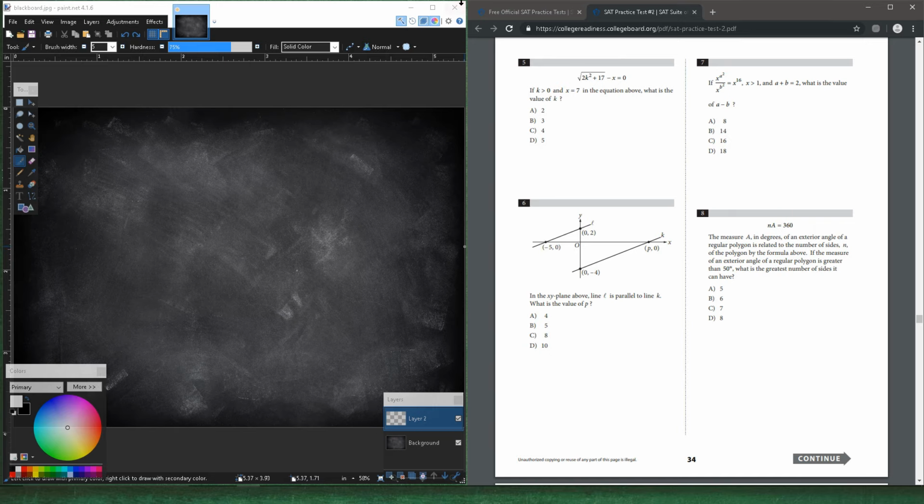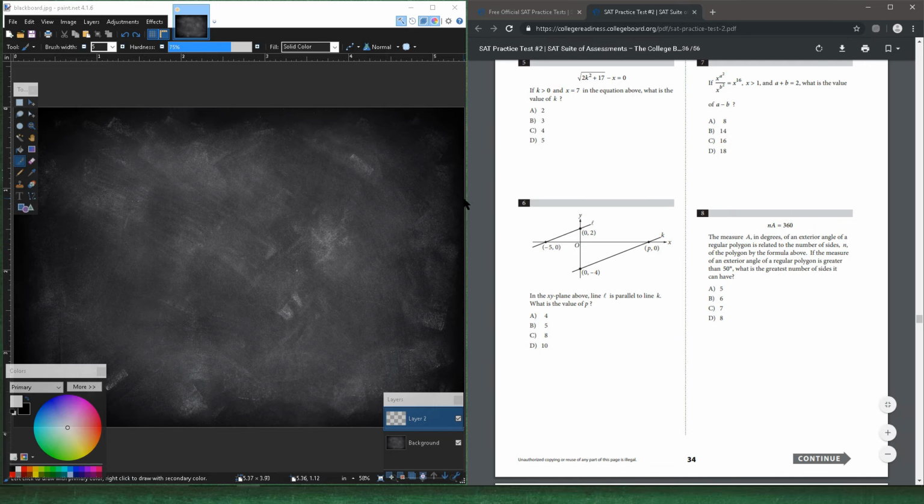Six. In the xy plane above, line L is parallel to line K. So this is parallel to this. What's the value of P? If they're parallel, that means their slope has to be the same.